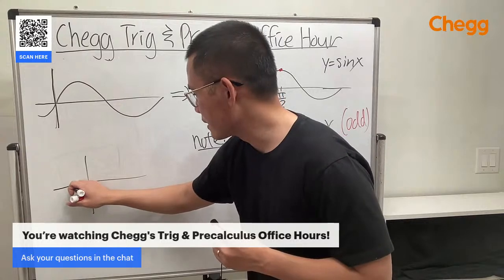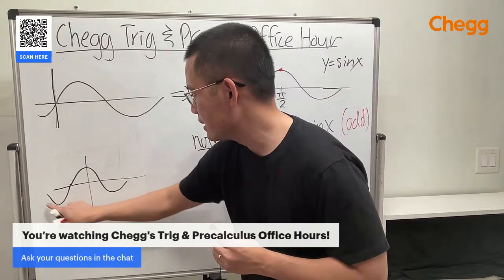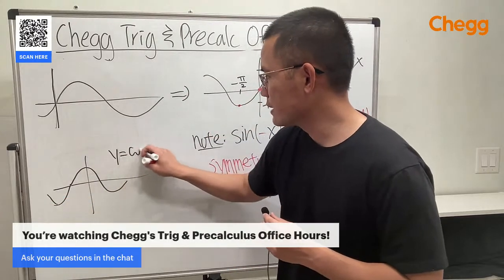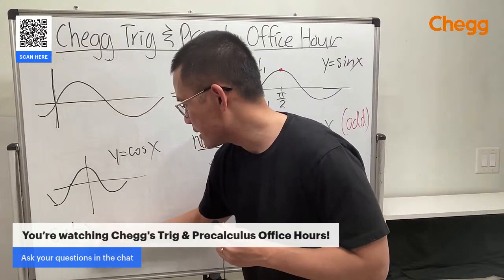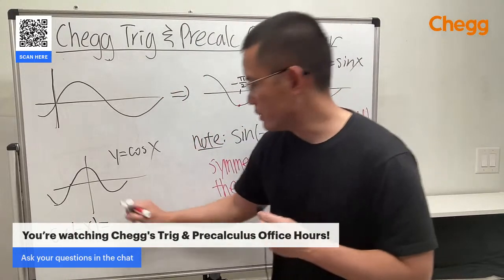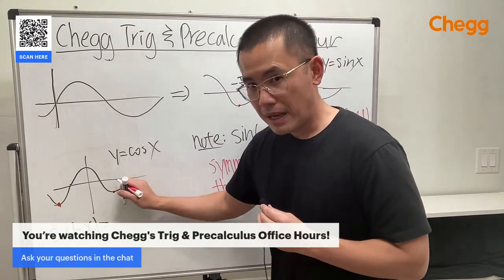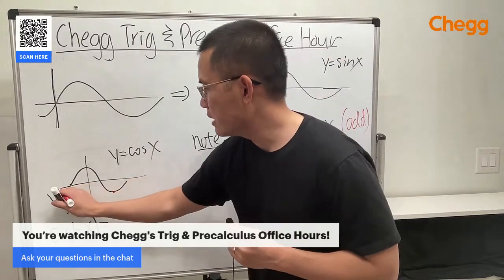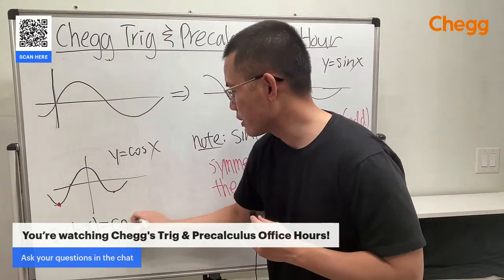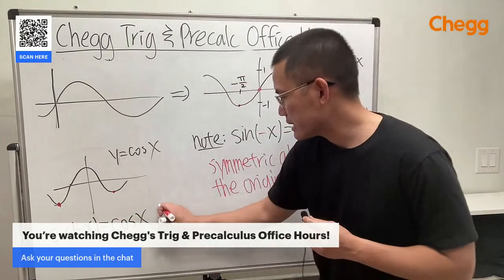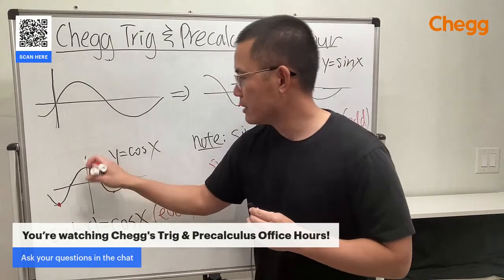And for cosine, I'll just do it real quick right here for you. For cosine, the graph looks like this, like what we did earlier. This is y is equal to cosine x. So cosine of negative x gives you, if you look at this point, you can go back here, positive x value, this point, negative x value still give you the same y value. So this is the same as cosine of x. And in this case, we say that's an even case. It's symmetric about the y-axis.